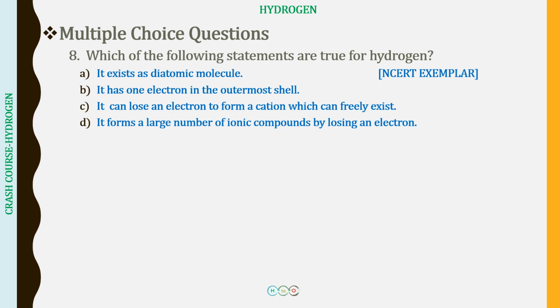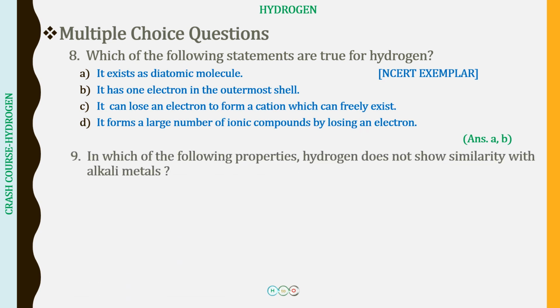We've just now discussed that the ionization enthalpy of hydrogen is quite high and it is comparable to that of halogens. So hydrogen, like halogens, forms a large number of covalent compounds, whereas it is the alkali metals which have low ionization enthalpy values, and they will be forming predominantly ionic compounds. So the choices which are going to be correct are only A and B. The next question is, in which of the following properties does hydrogen not show similarity with alkali metals?